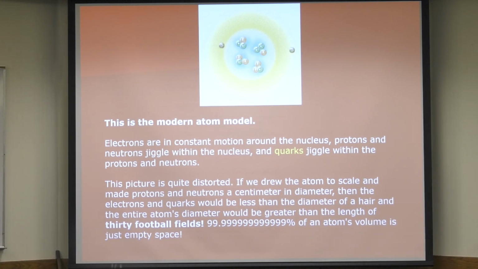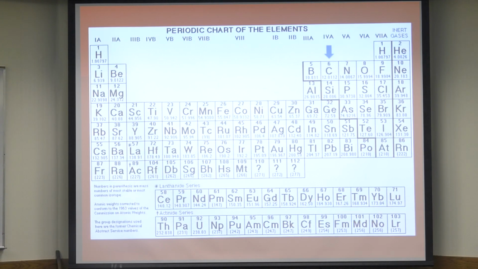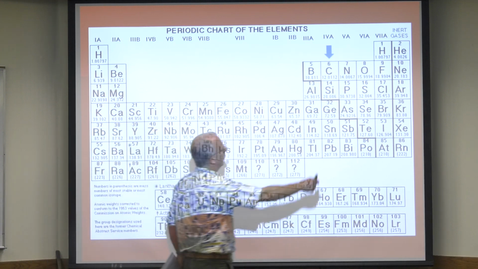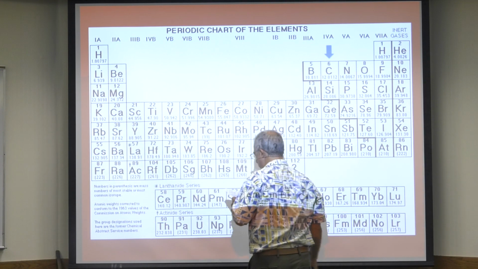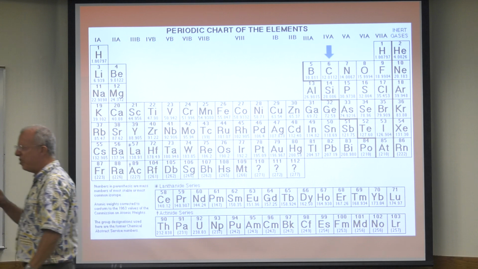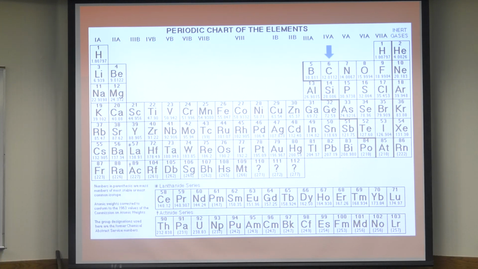All right. Now, this is a periodic chart. Everybody knows about that from chemistry. How many protons are in carbon? Well, you just look at it, right? Carbon, 6 protons. So we would say that Z equals 6 for carbon.